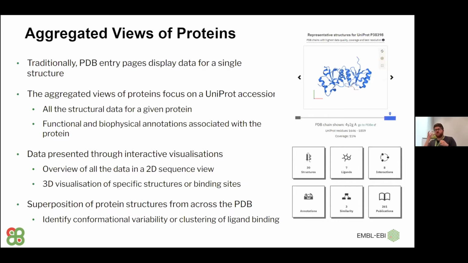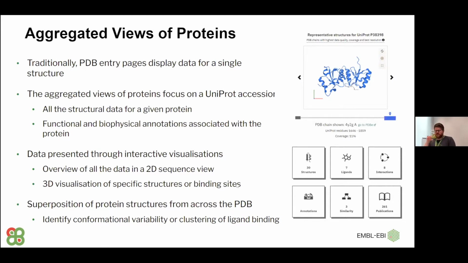In this case, we base it on a UniProt accession because it gives us an easy way to link this data together. So for a specific protein, for a specific organism, we can gather all the information in the PDB. For example, on the right here for this protein, we give a 3D visualization at the top so you can see what the protein looks like. We also show you that there are 30 different structures in the PDB of this particular protein. There are 7 different small molecule ligands found bound to this protein, and also 8 different interaction partners, other macromolecules that interact. We've also got sections for additional annotations, for finding similar proteins that are very closely related, and also information about related publications.